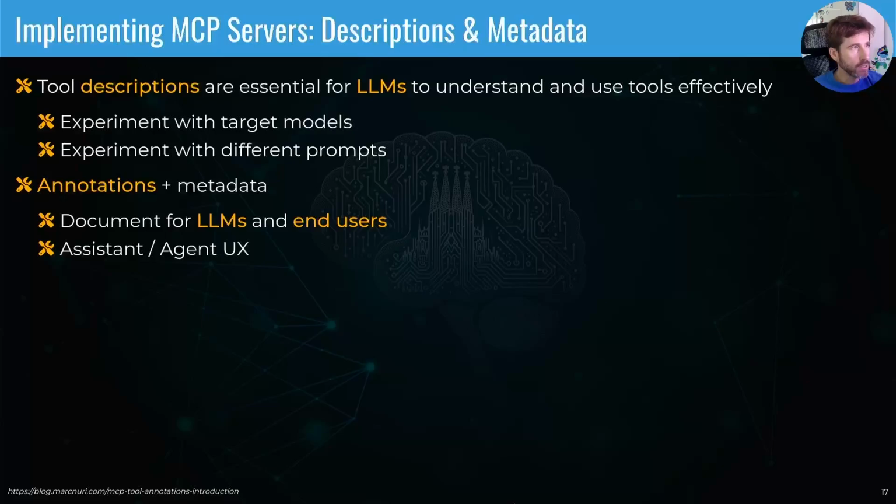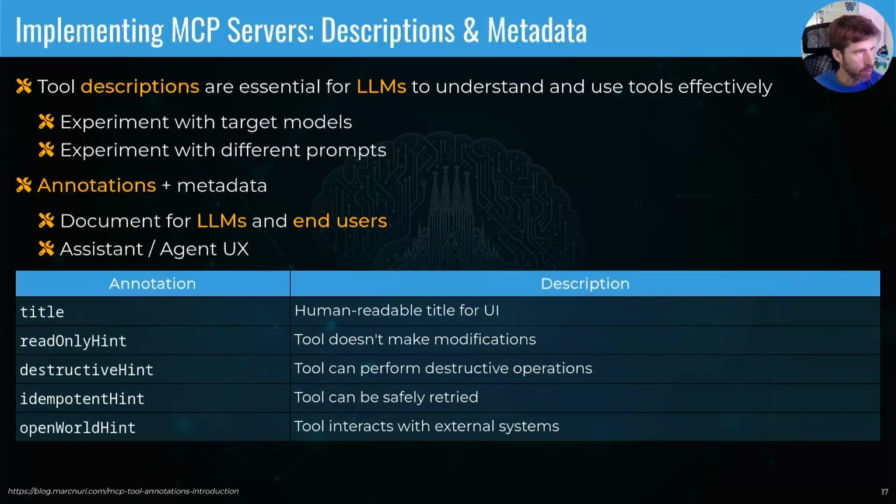In addition to these descriptions and this metadata, we also have the annotations. The annotations are particularly useful mostly right now for the assistant. Probably they are forwarded to the LLM too, but right now for end users and the assistant, to improve the user experience, they are the most useful. So these are the kind of annotations you have. The title is the human readable version of the tool name or even the tool description. This is what will be displayed to the user in the assistant.